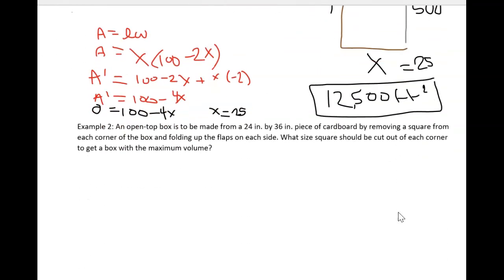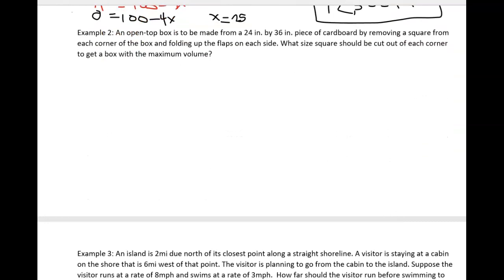For example 2, we're looking at another area volume problem. An open top box is to be made from a 24-inch by 36-inch piece of cardboard by removing a square from each corner of the box.